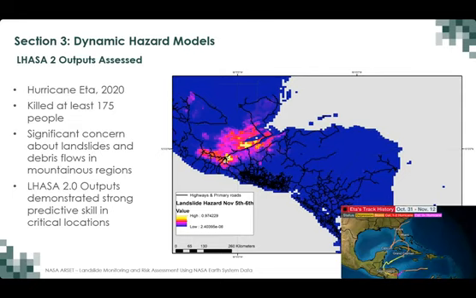And we'd encourage you to review the study that's in the resources here that talks about the performance of that. But again, demonstrating that the landslide hazard outputs from the model can be predictive for this kind of dynamic rainfall assessment of landslide hazard.